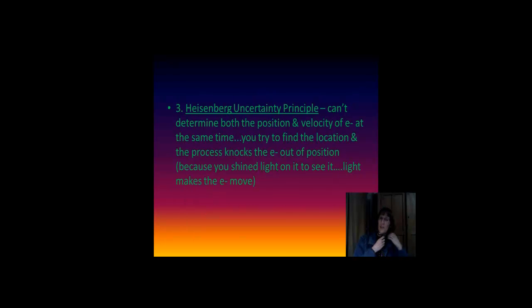Number 3, we have something called the Heisenberg uncertainty principle, and that says that you can't determine both the position and the velocity of an electron at the same time, because just by shining light on it and looking at it, you alter where it is. Doesn't it get to jump up farther away from the nucleus? So just by looking at it, we change where the stuff is. So Heisenberg uncertainty means we can't quite figure out everything about it.